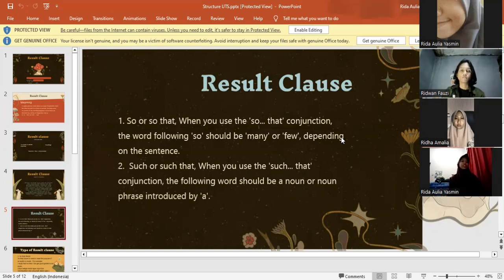And the second one, such or such that. When you use the such that conjunction, the following word should be a noun or noun phrase introduced by a or an. Jadi ketika menggunakan kata hubung such that, kata yang harus diikuti adalah kata benda atau noun phrase yang diawali dengan artikel a or an.